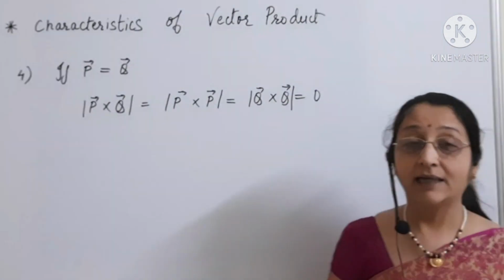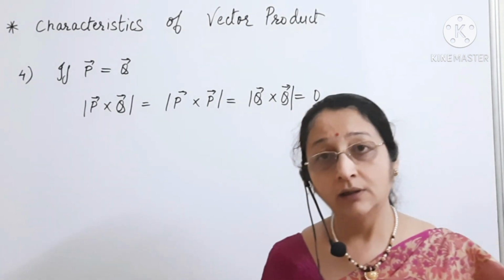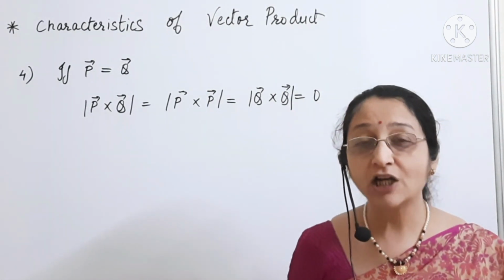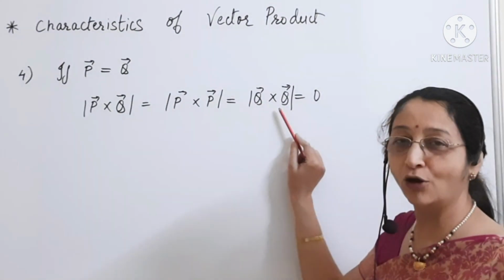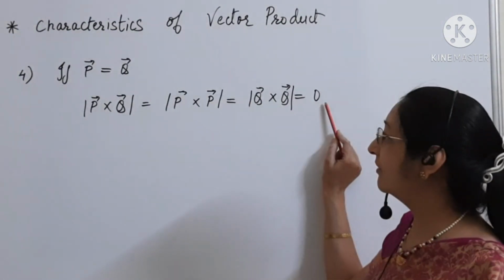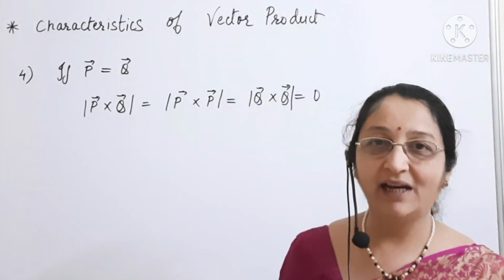But we know that the vector product of vectors which are in the same direction is 0, because the angle between them is 0. So sin of 0 is 0, so the answer will be 0. So the vector product of two equal vectors is 0.